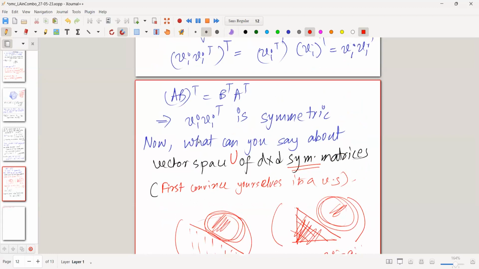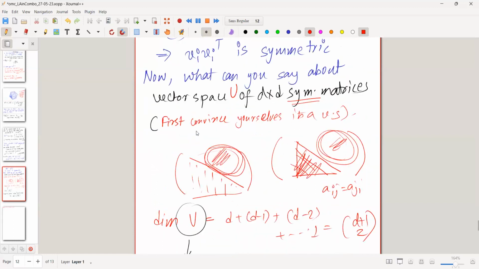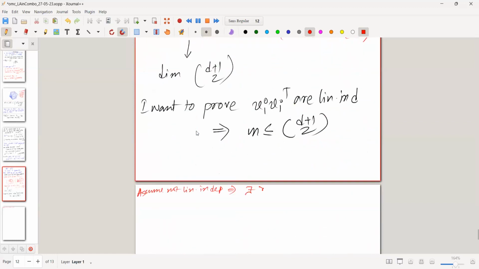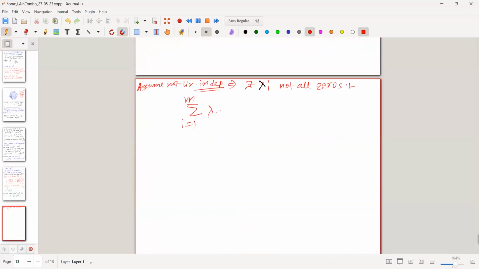So the idea is that you want to redefine the subspace the vectors belong in as much as possible so that you can actually use a dimension argument. That's the entire point. The symmetric space has dimension D plus 1 choose 2. So coming back to the linear independence argument, assume they're not linearly independent. Then there exist some lambda i, not all 0, such that the summation for i equals 1 to m of lambda i vi vi transpose equals 0.